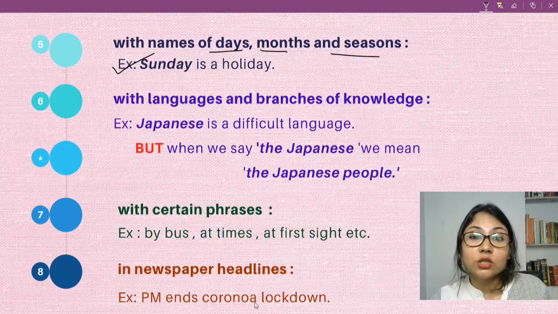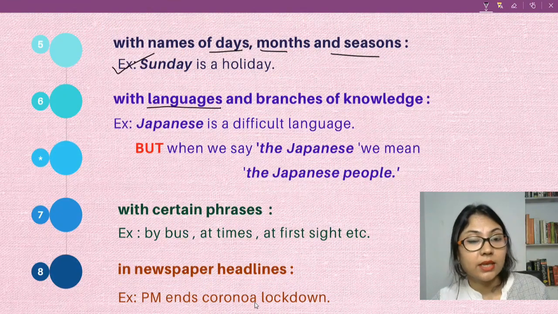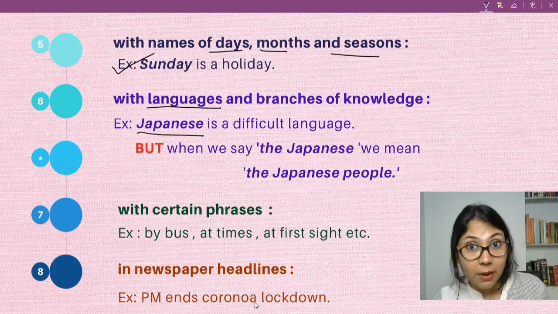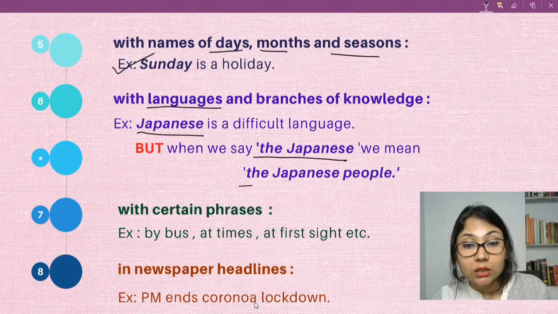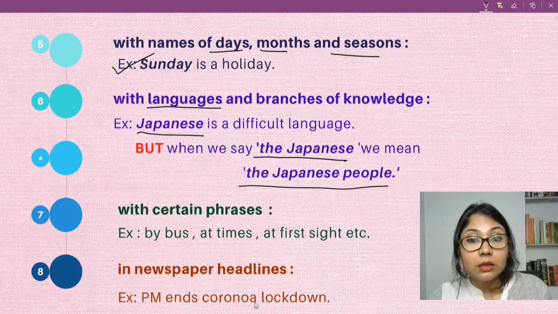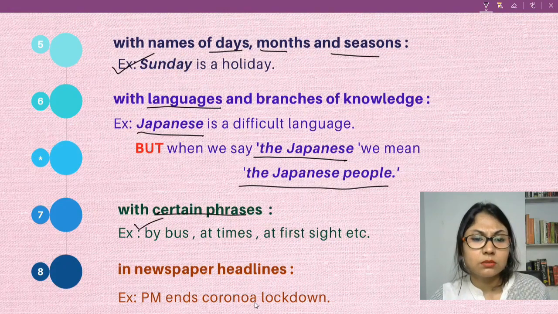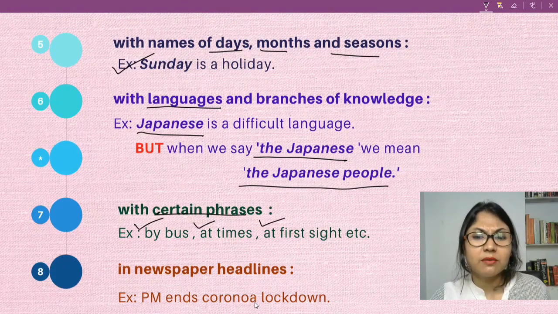Next, with languages and branches of knowledge. Now look at this sentence carefully. Japanese is a difficult language. Here I am talking about the language Japanese. But when we say the Japanese, we mean the Japanese people. So if I say only Japanese, then you're talking about the language. But if I say the Japanese, we are talking about the Japanese people. Alright? Cool. With certain phrases, such as by bus, at times, at first sight, there are many phrases where you don't need to use the article at all.